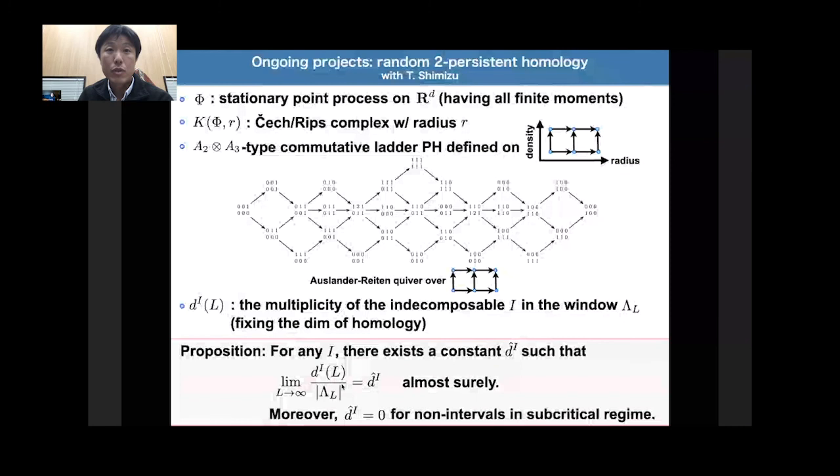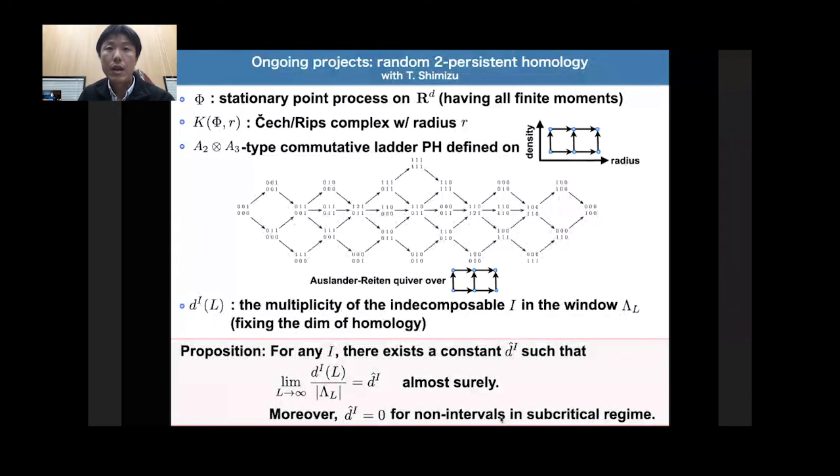But I would like to emphasize that we can also show this final line, namely, limiting multiplicities for non-intervals will vanish in the subcritical regime. Here, I will skip the precise definition of the subcriticality of the point process, but it roughly says that the point process is very sparse.